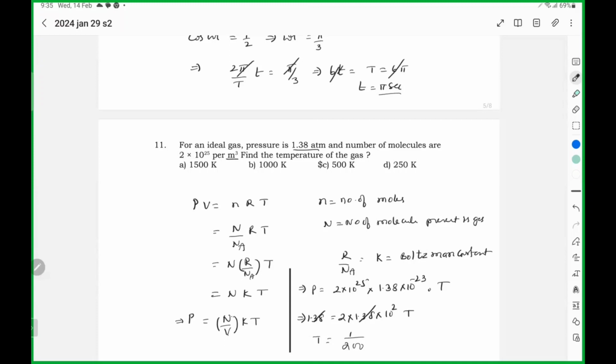Here one atmospheric pressure, that also, one atmospheric pressure is 10 power 5 Newton per meter square. Here it is 10 power 5. So 10 power 5, this is 10 cube by 2, which is 500 Kelvin.